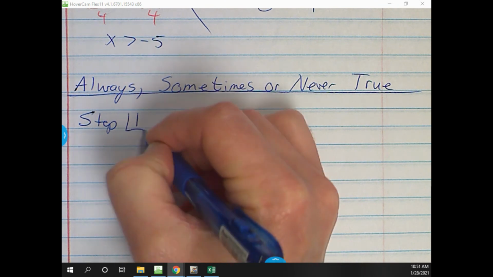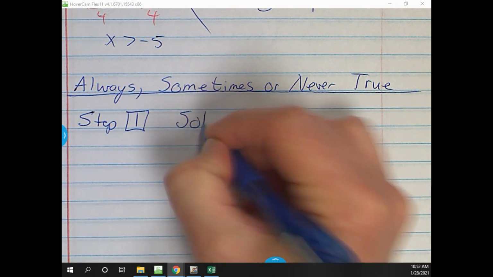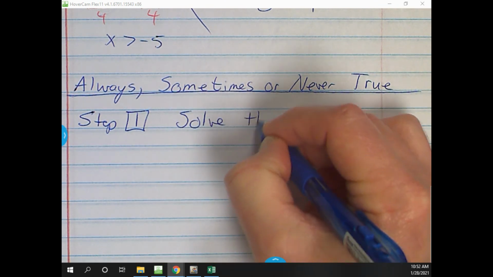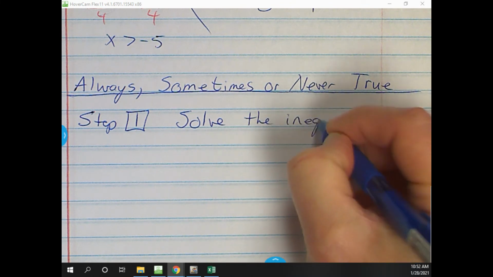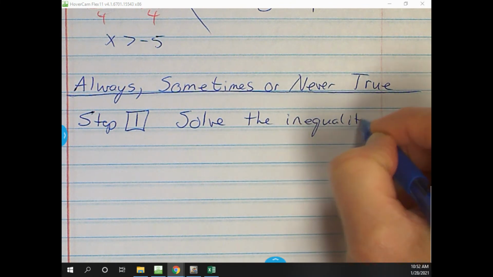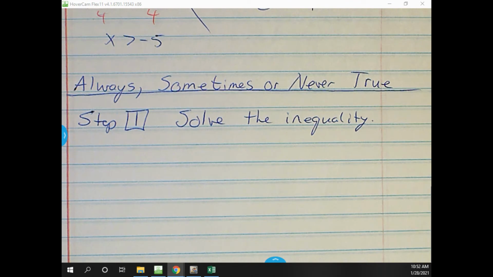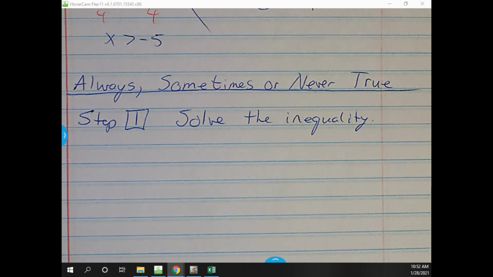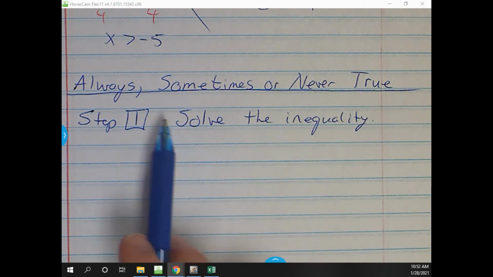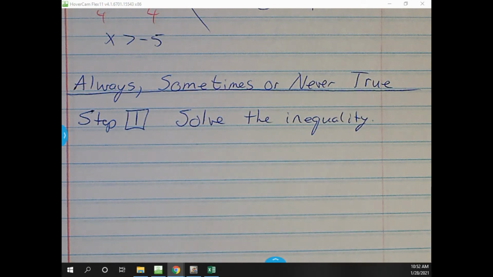Step 1 is you're going to solve the inequality. It doesn't matter if it was just a regular question or it says, is this always, sometimes, or never true? And then they give you an inequality. It doesn't matter what they do. If they give you an inequality, you've got to solve it, regardless of what's happening.